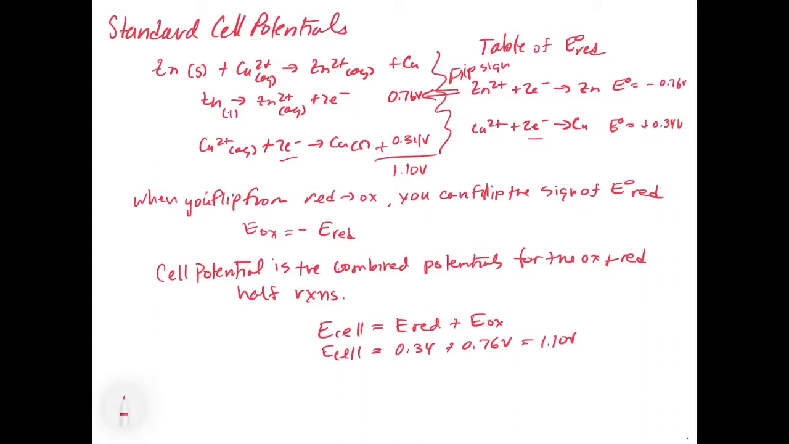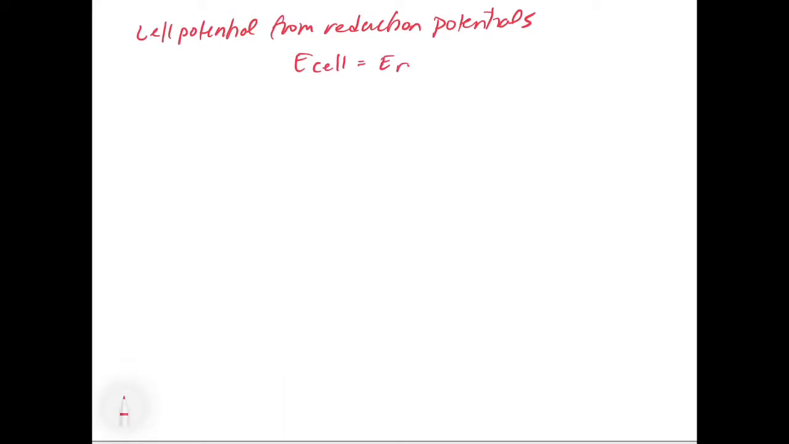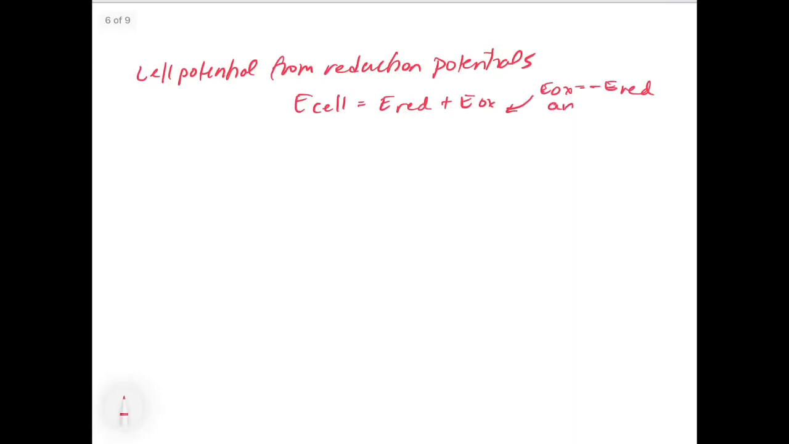But what about in terms of just reduction potentials? So what about the cell potential from reduction potentials? What we can basically say is, if E cell is equal to E red plus E ox, and we know that E ox is equal to minus E red for the anode. So this is for the anode.